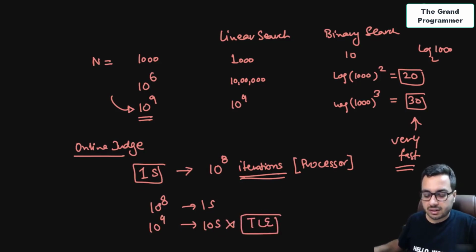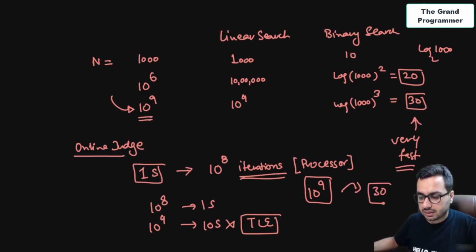But if you use binary search on a search space which is this big, 10 power 9, it can reduce the number of instructions to just 30, and these 30 instructions can be executed very fast.